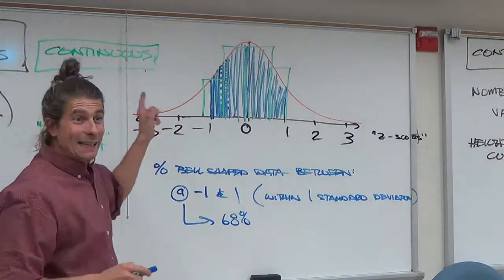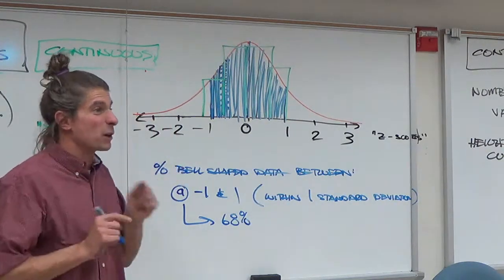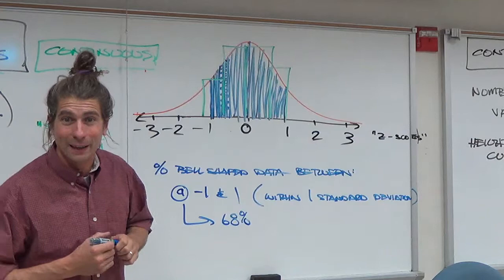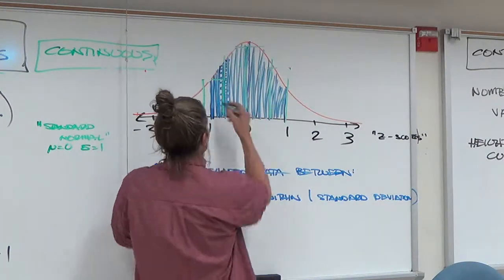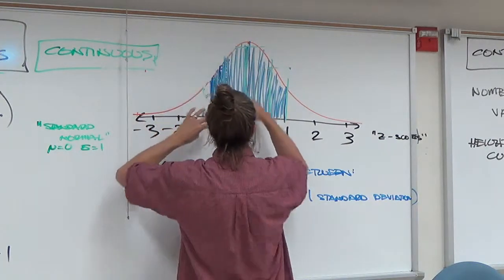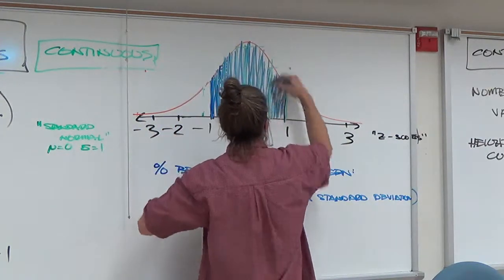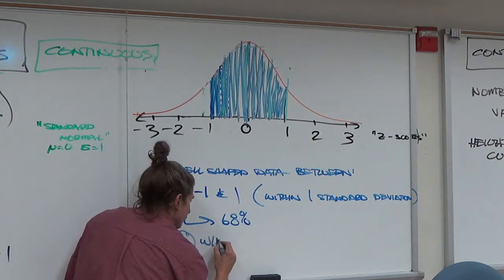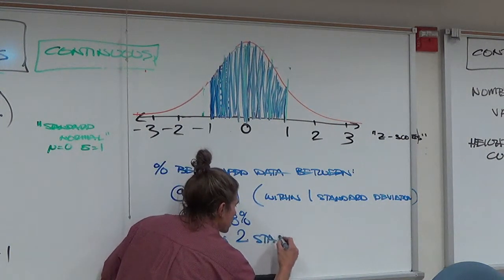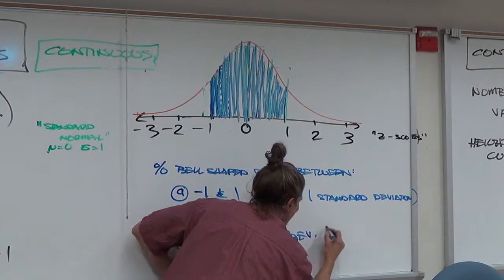The point is that you can get this done without having to do the calculus because I've written a program that does it for you automatically. So you already know that this is 68%. That's how it's actually legitimately calculated, by doing the shading. Hey, what percent is within 2 standard deviations? Which would be between -2 and 2.